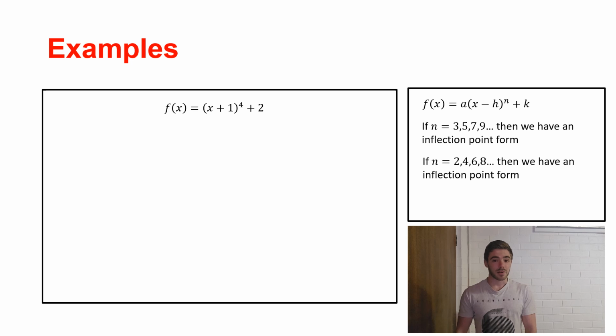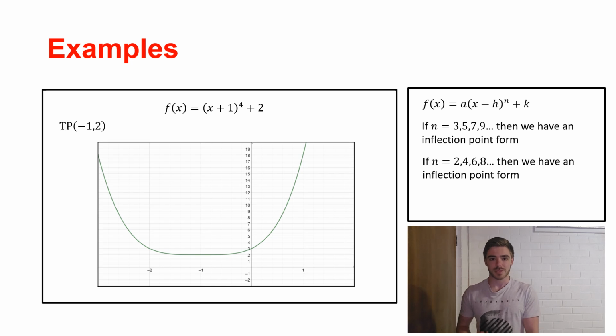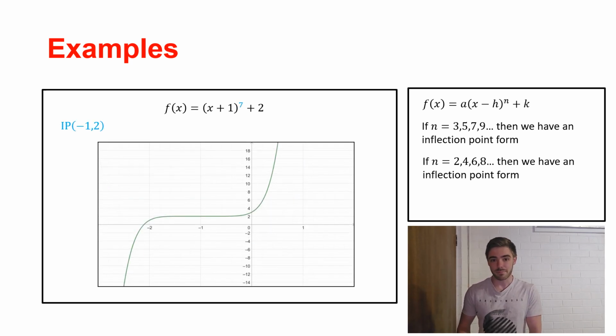In this case, our power is 4, in which case we have a turning point form. The x plus 1 means that we're shifting to the left by 1, and the plus 2 at the end means that we're shifting up by 2, giving us a coordinate of our turning point to be (-1, 2). If the power was instead 7, then that point would now be an inflection point. And since it's a positive cubic shape, it's going to start at the bottom left and end at the top right.